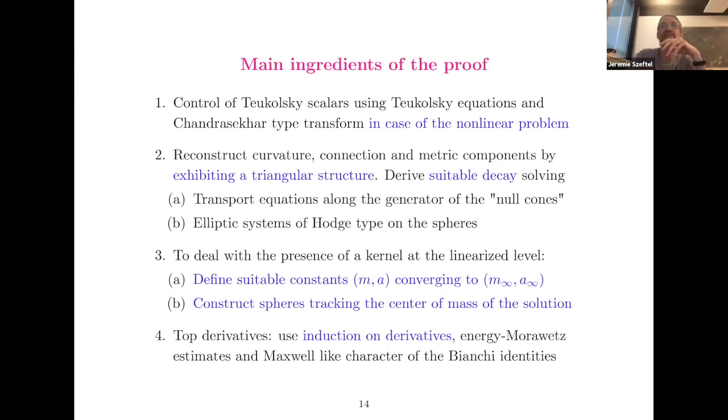Okay, so here I should say that this induction on derivatives is in the same spirit as the triangular structure. So it's again to exhibit a kind of triangular structure, because again you have an entangled system and you need to disentangle it. Okay.